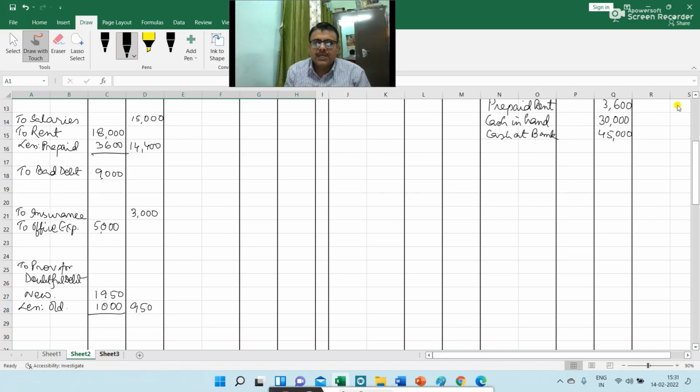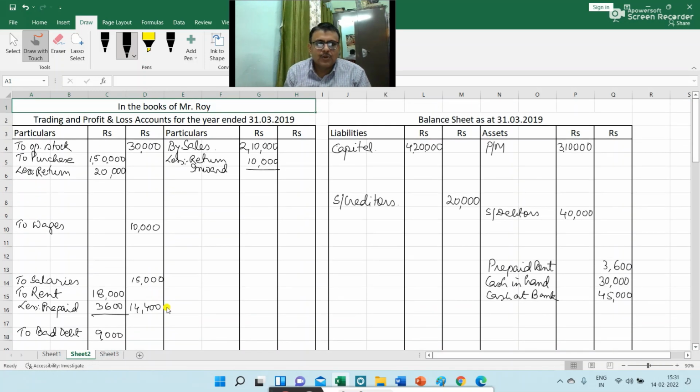Next item is interest. Interest is part of your profit and loss account on the credit side. I am writing "by interest", and in the outer column I am writing interest 4,000. So I have posted all the debit and credit balances of the trial balance either in the trading or P&L account or in the balance sheet. Next, coming to the adjustment entries.